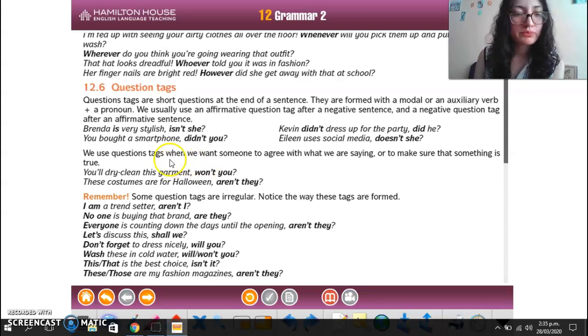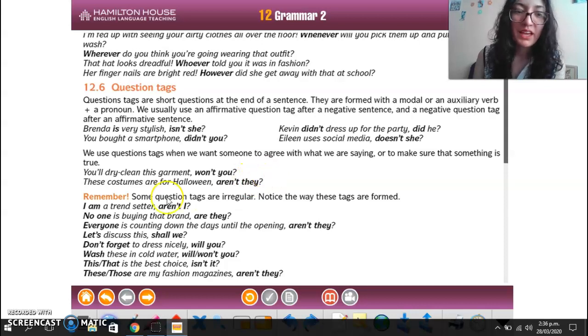We are going to prove it by translating into Spanish. Tú llevarás a la tintorería esta prenda, ¿no? This other: Estos disfraces son para Halloween, ¿no? This is the most common, the no in Spanish.